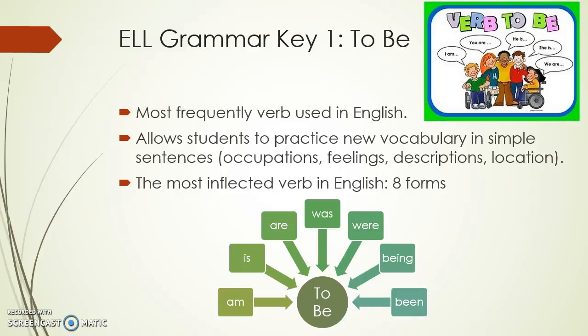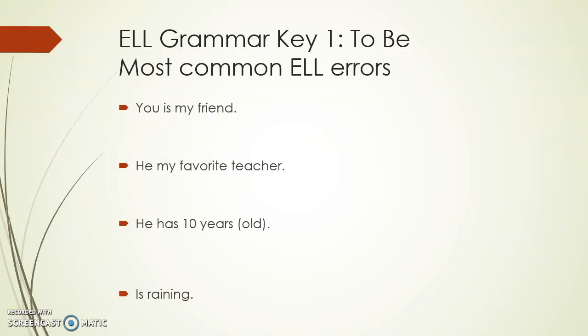Also, the most irregular verb in the English language is the verb to be. And as you see there, it is the most inflected verb. What do we mean when we say inflected? Well, it refers to the different forms that the verb could have. So as you see there, you have am, is, are for present, was and were for past, being for the present participle, and been for the past participle.